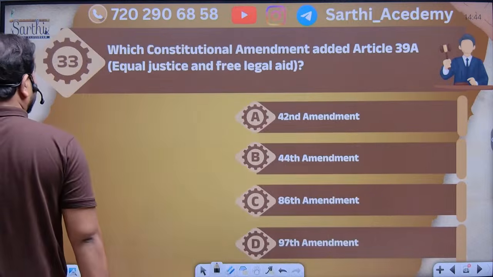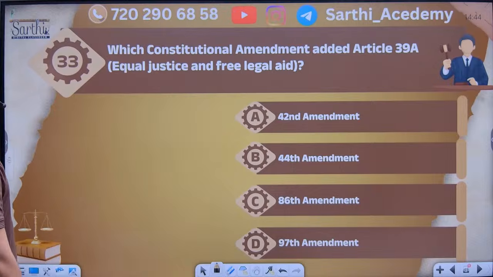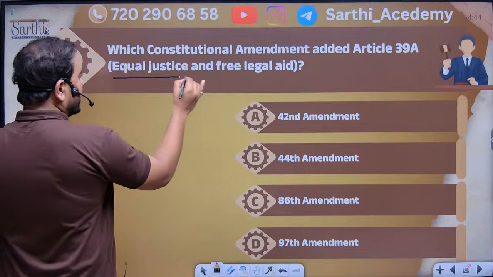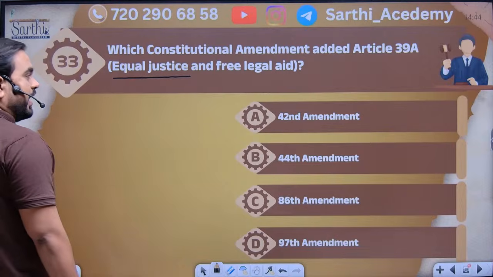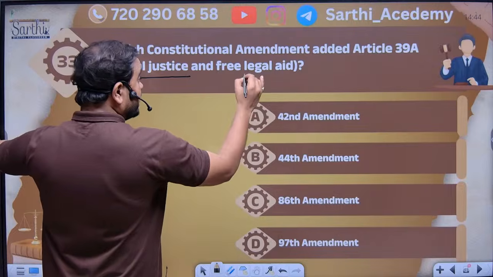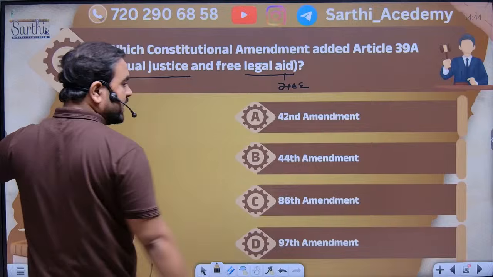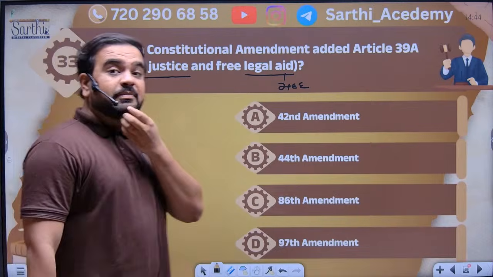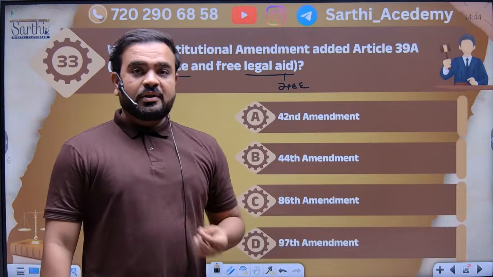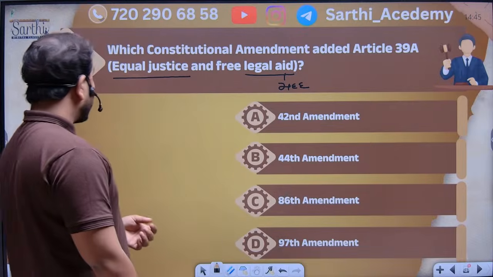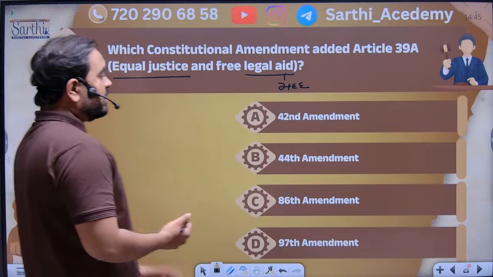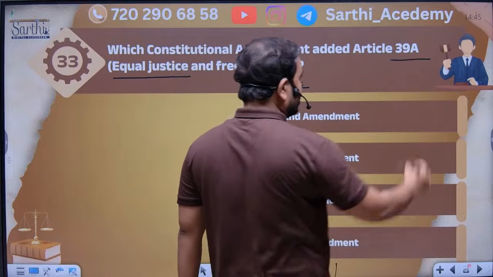One liner. Question number 33. Which constitutional amendment added article 39A, equal justice and free legal aid? That means everybody will have equal justice, and if somebody wants legal aid, aid means help. For example, if you have a medical emergency, we get first help, and what do we call it? First aid. So please answer, article 39A was added by which amendment?